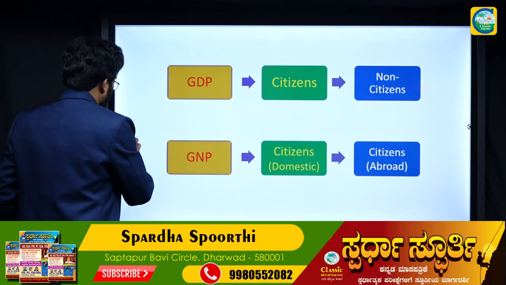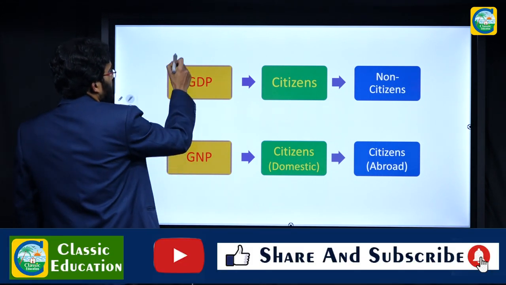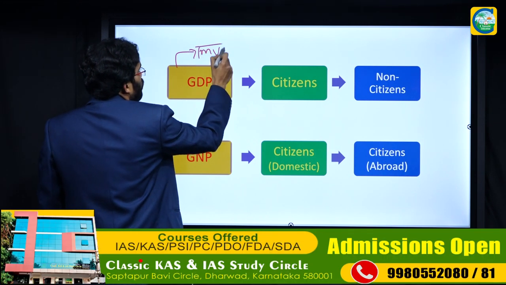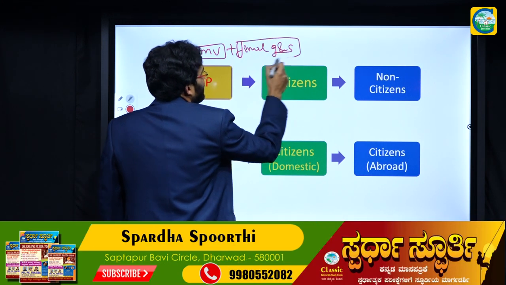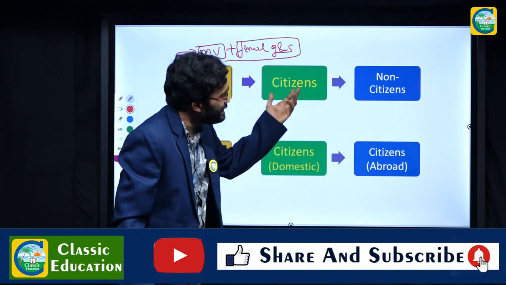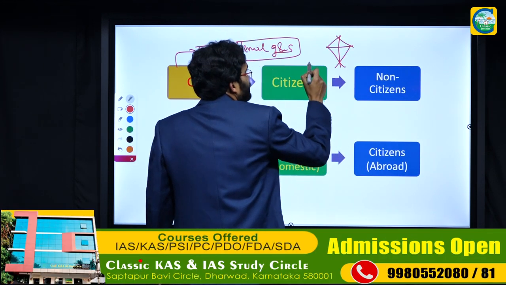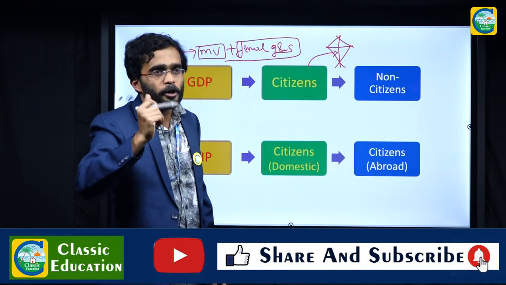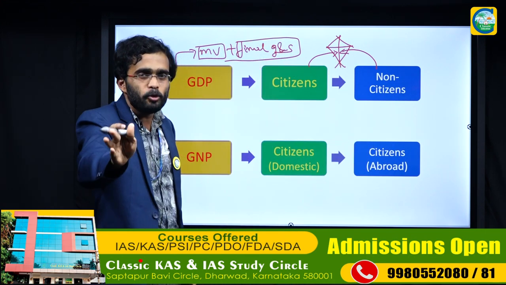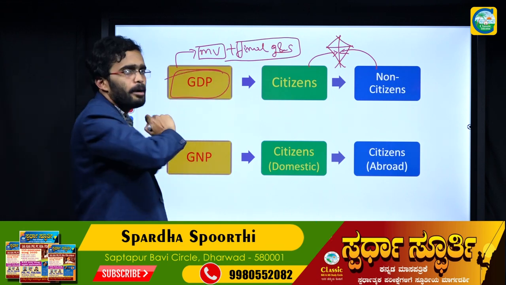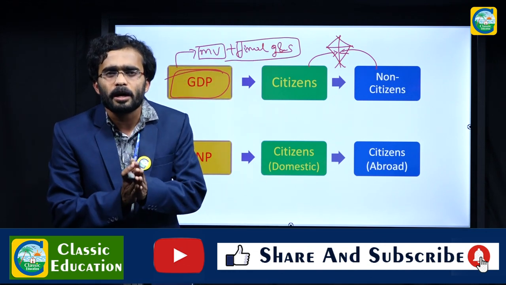Focus on this diagram. Let us now understand what is GDP and the difference between GDP and GNP. GDP is the money value of final goods and services produced by whom? Produced by both citizens of India and non-citizens. This is our lovely India. So whatever the citizens are producing inside India and whatever the non-citizens are producing inside India, that income will be used to calculate your GDP. Both citizens and non-citizens, whatever income they earn inside the domestic territory of India, is used to calculate GDP.